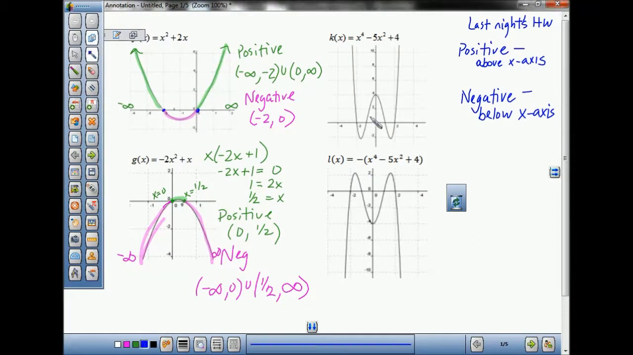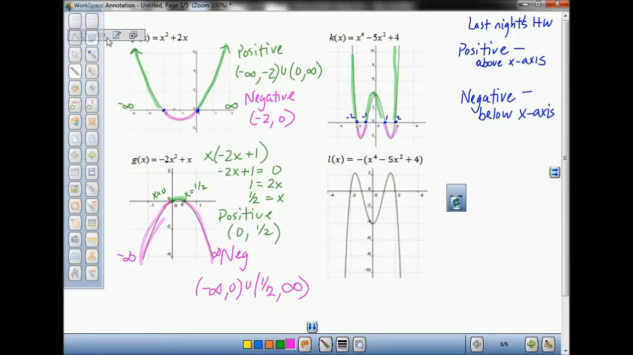So when we look at these, I've got a 0 here, here, here, and here. These zeros are at -2, -1, 1, and 2. So if I'm looking at where it's positive, this function is positive from here to here, here, and here. Where is it negative? It is negative from here to here, and here to here.